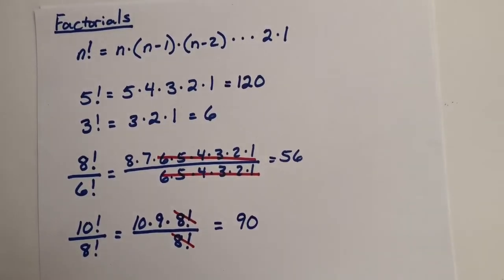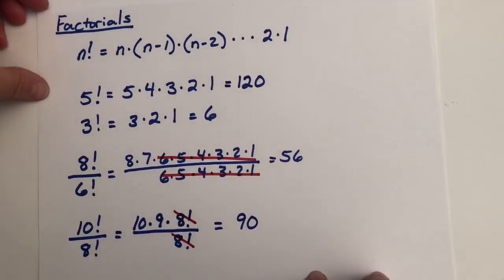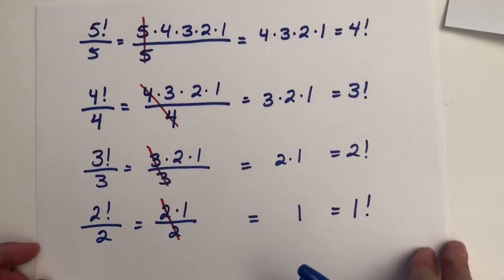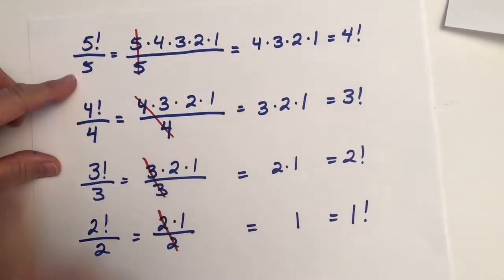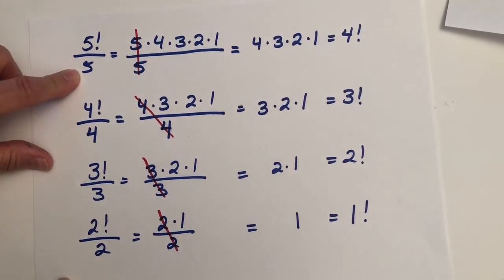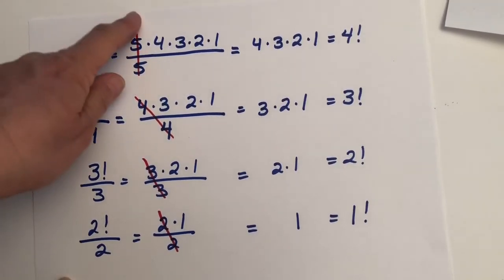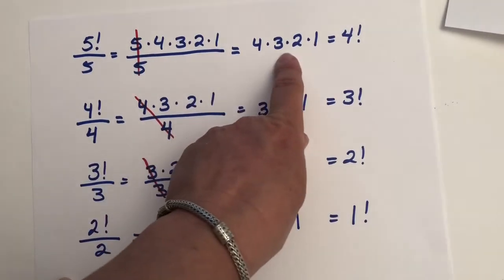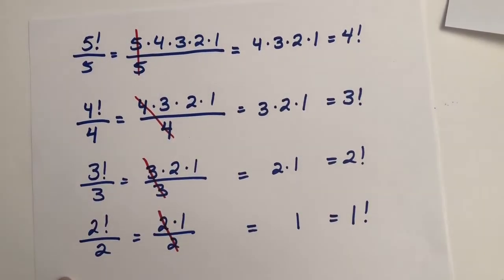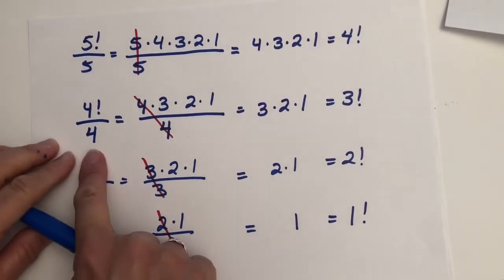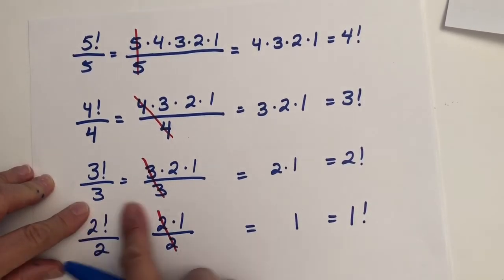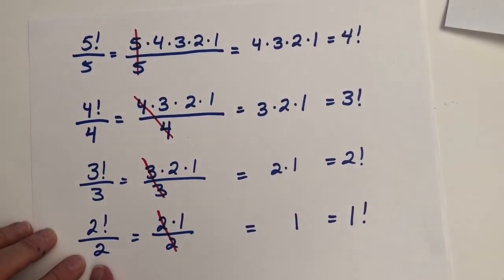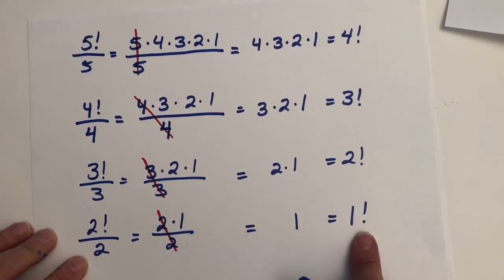I want to show you something else, just looking at some arithmetic here with some factorials that I've already written out for you. Suppose that we were looking at 5 factorial divided by 5. In this case, I wrote out the entire product. The 5's cancel, and notice we have 4 times 3 times 2 times 1, which is 4 factorial. Now 4 factorial divided by 4 gives you 3 factorial. 3 factorial divided by 3 gives you 2 factorial. 2 factorial divided by 2 gives you 1 factorial.